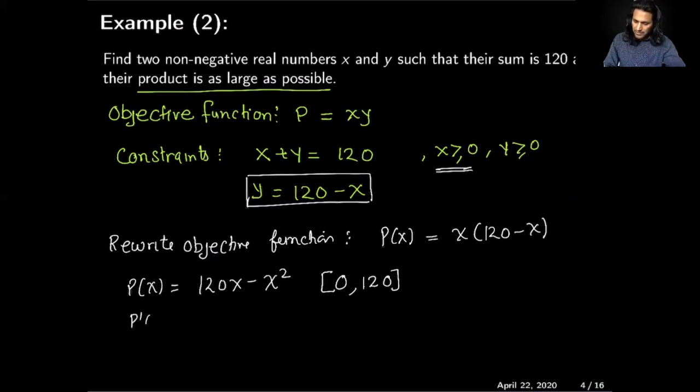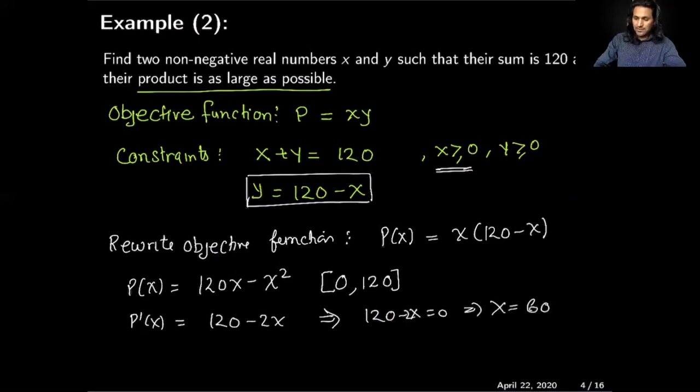We will calculate the derivative of this function. It's going to be 120 minus 2x. If we set the derivative equal to 0, 120 minus 2x is equal to 0, then my critical value will be 60. So we have the critical value, and then we will draw the table with 0, 120, and 60. Then the values will be plugged into the objective function. If I plug in 0, everything is 0. If I plug in 60, then I will get 3600. And if I plug in 120, that will be 0. So this is your maximum.